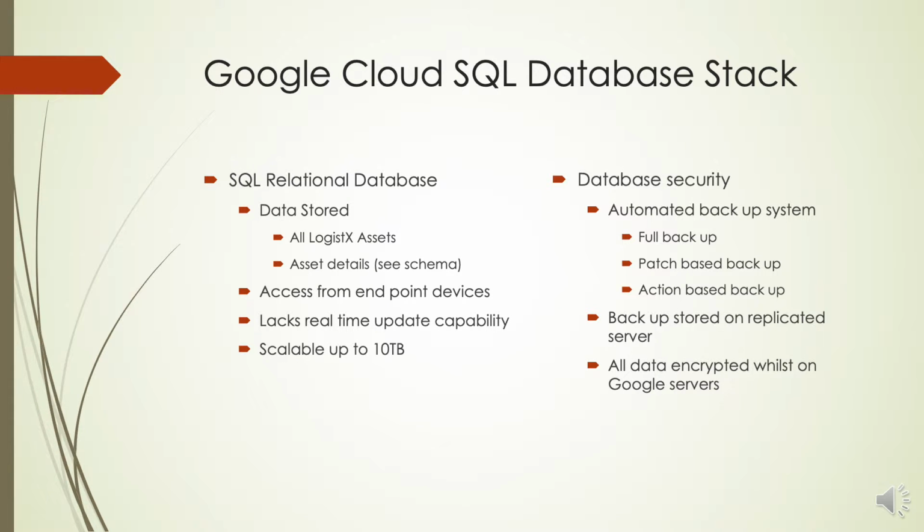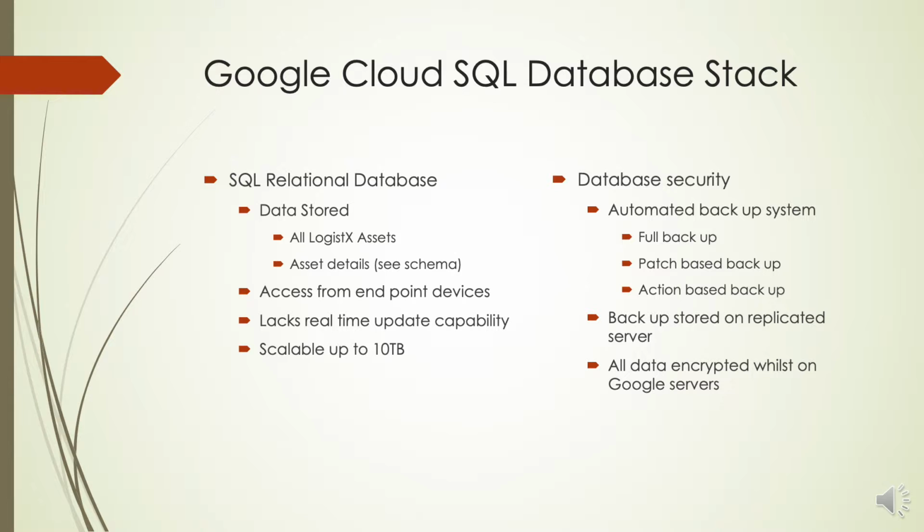The Stack B option for the database will be to use Google Cloud SQL Relational Database, providing a secure and easy-to-use database solution with easily accessible data for endpoint devices. However, Google Cloud lacks real-time update capability on a global scale and will require additional admin services to keep up to date. The database is scalable up to 10 terabytes, allowing for easy expansion of the system.